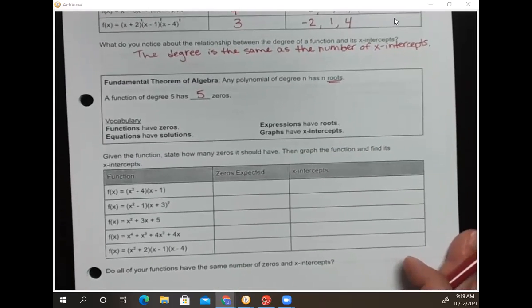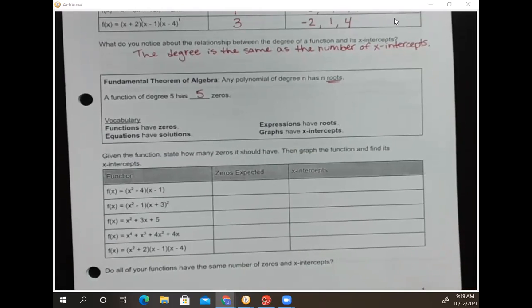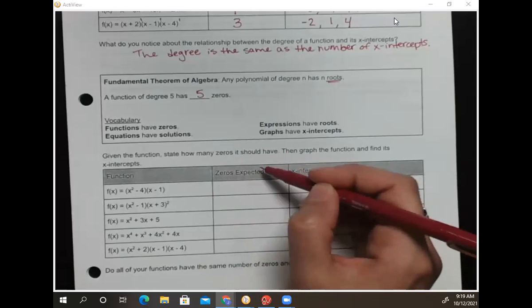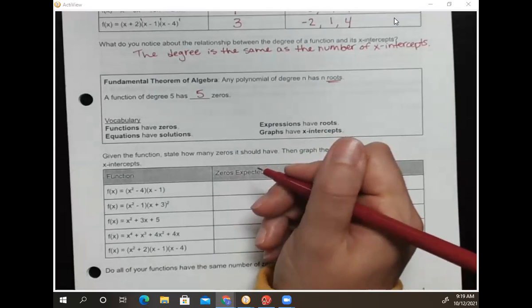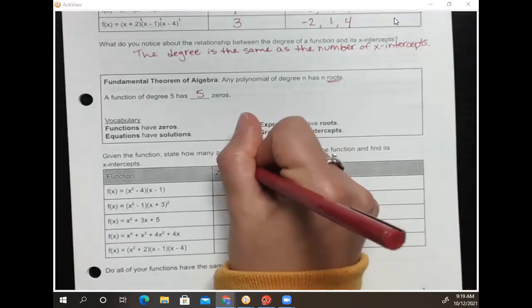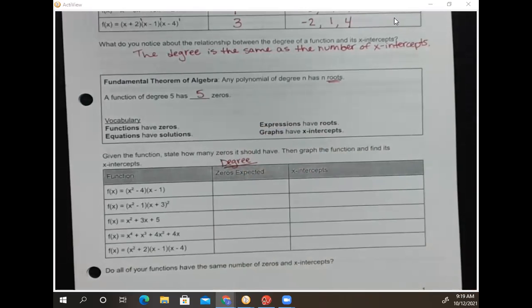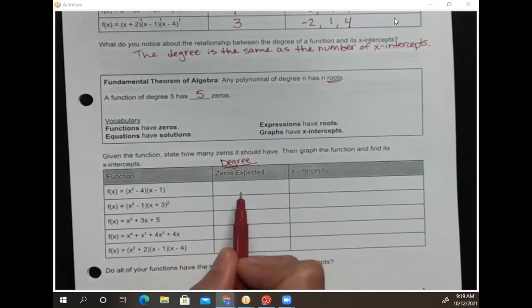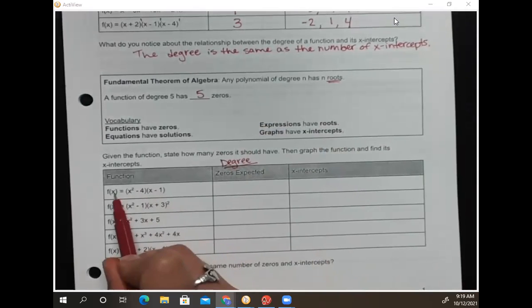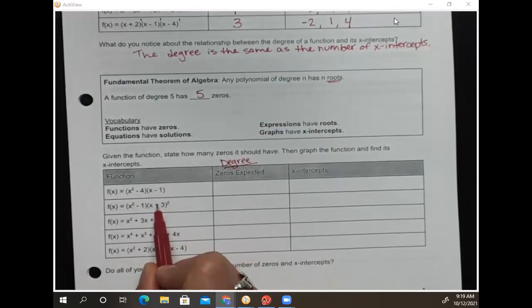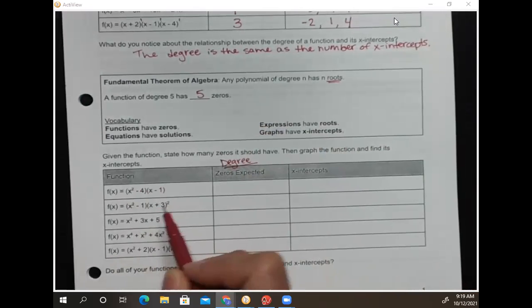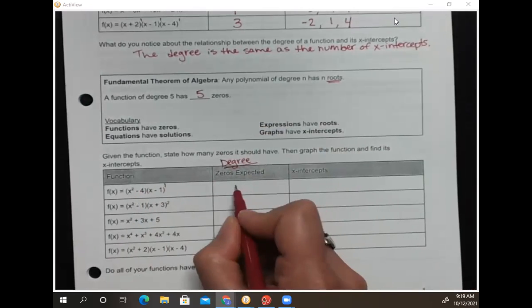So we're going to do the same thing again with some more functions. We're going to start with the number of zeros I expect. Remember that this is going to be the same as our degree. Number of zeros expected. That should be the same as our degree, right? Because we just said the degree should be the number of x-intercepts, the number of zeros that we have. So how many zeros would I expect from this function? What do you say? Yeah, because its degree is 3, right? 2 and 1 is 3.